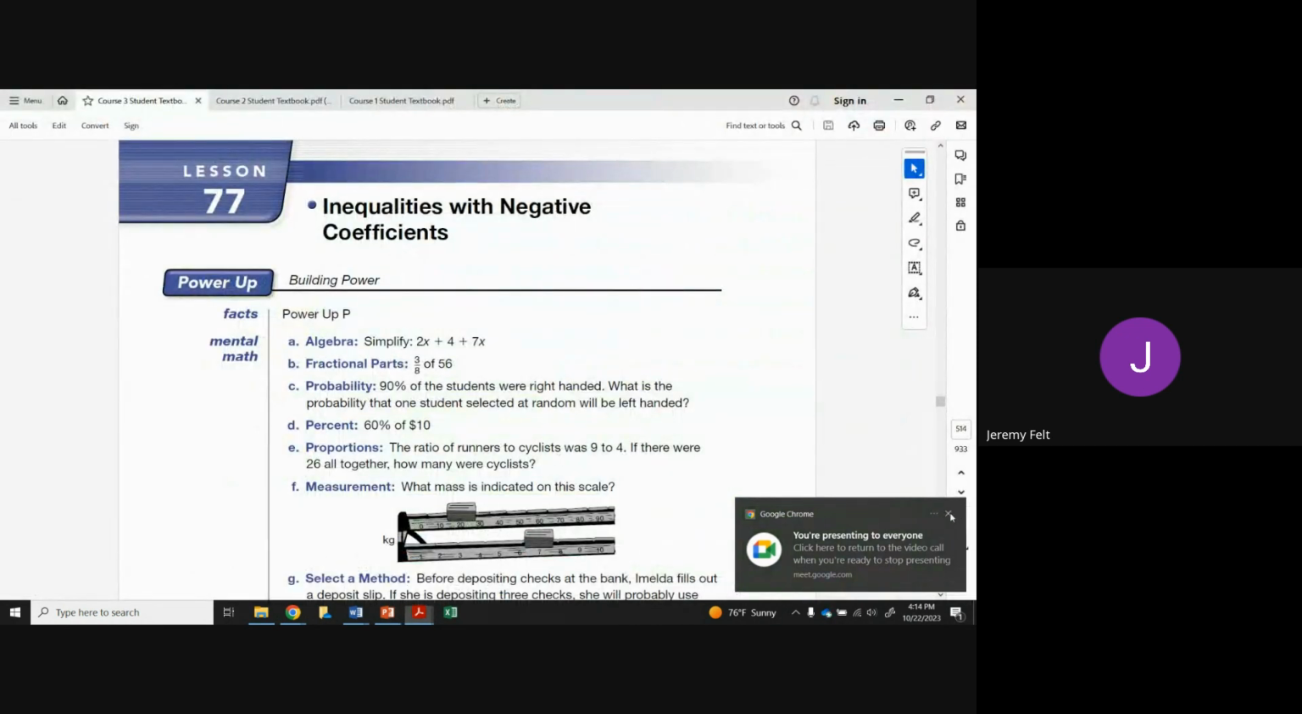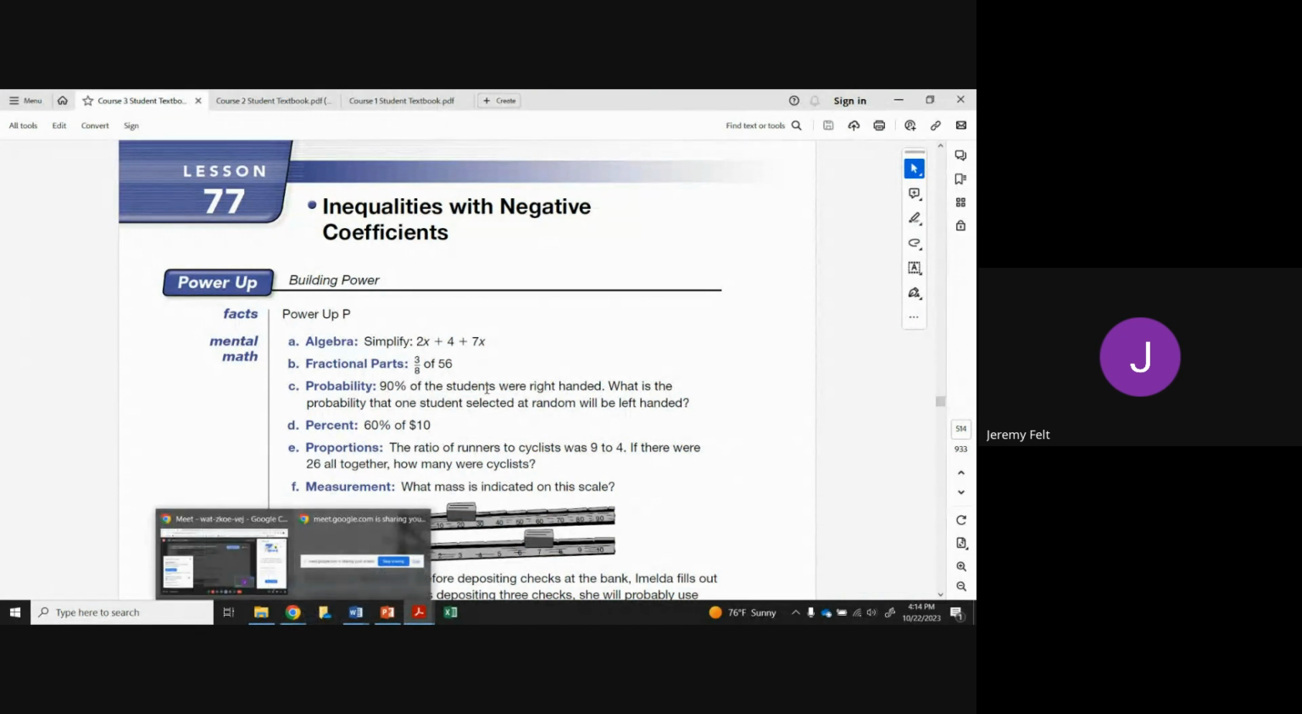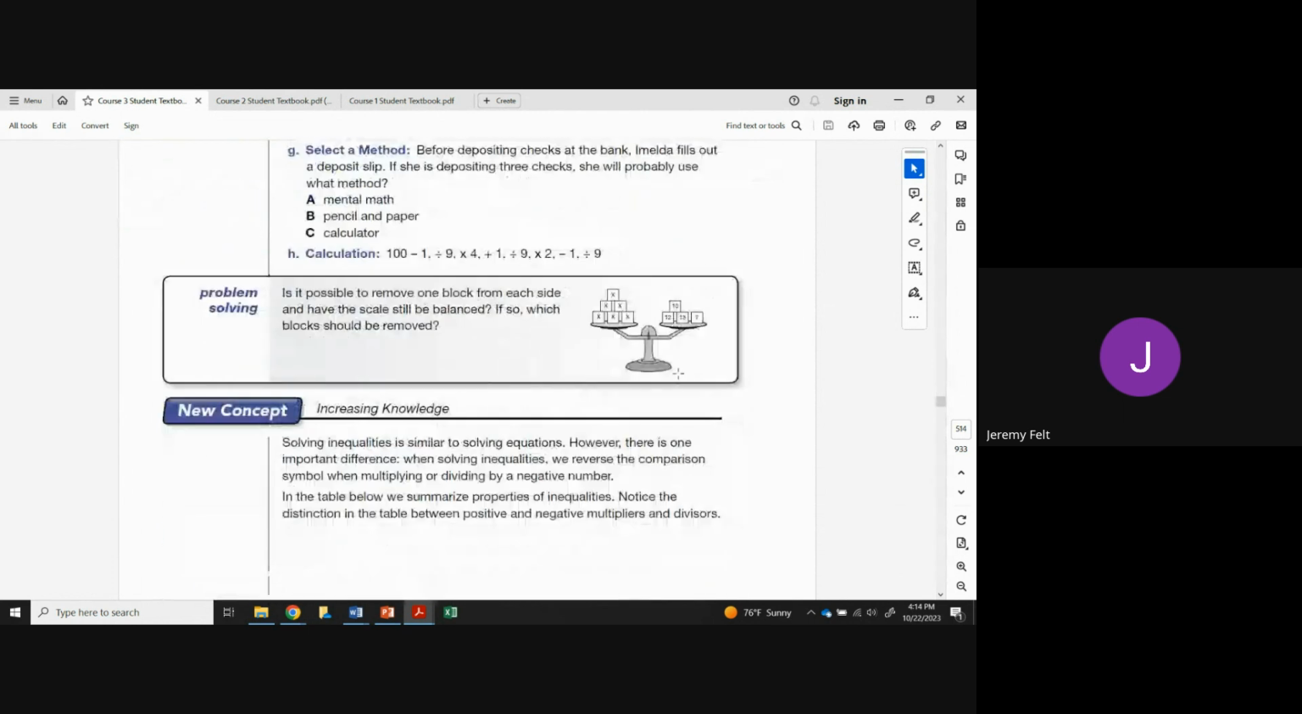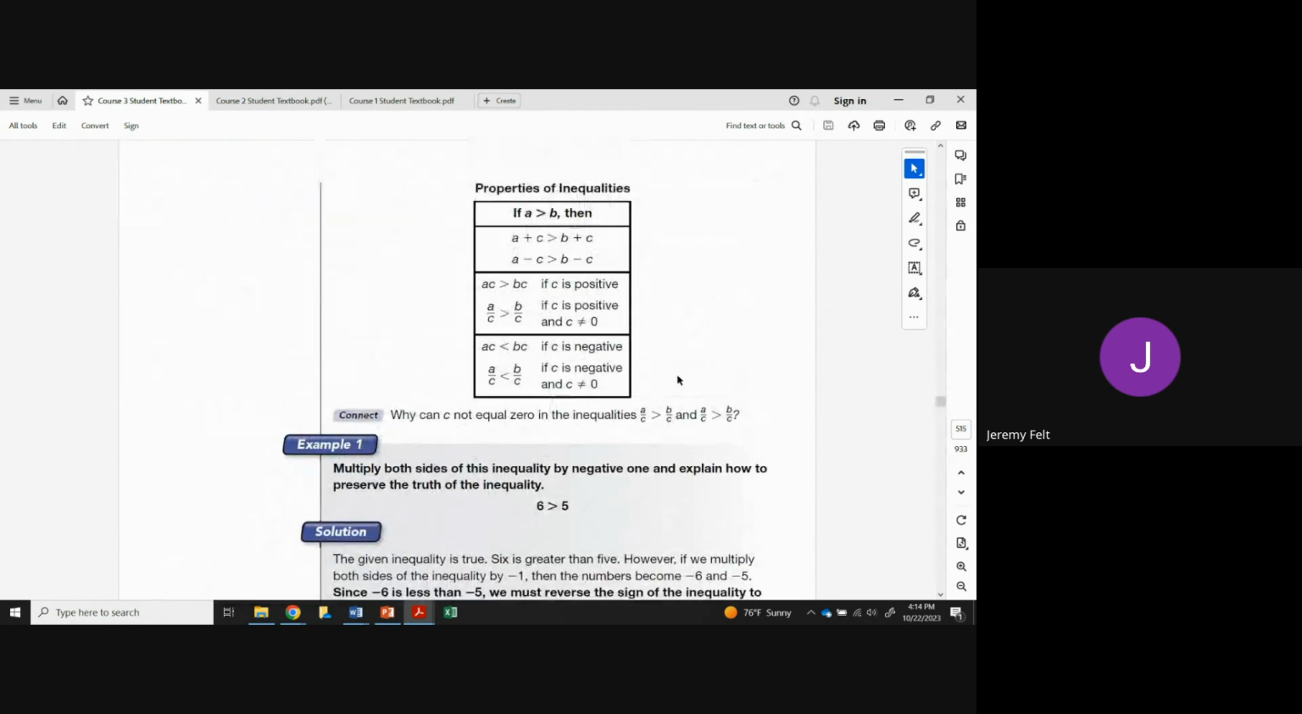Let's go ahead and flip over to 77. We're looking at inequalities with negative coefficients today. So an inequality is greater than, less than, greater than or equal to, less than or equal to. So we have two inequalities. Okay, we've studied this probably since elementary school.